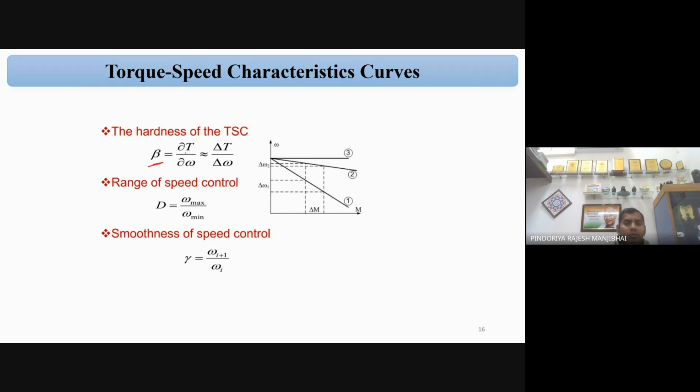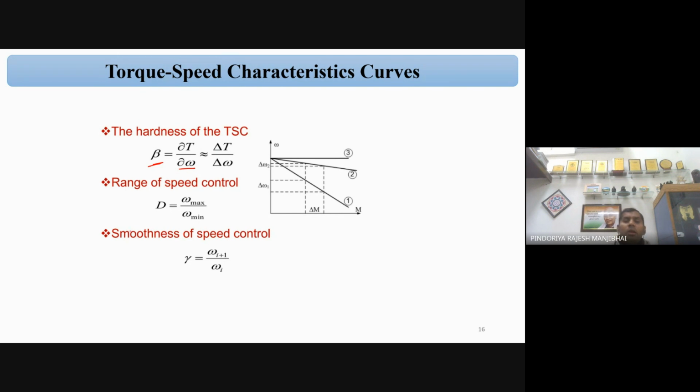Beta is equal to del T, that is the torque, divided by del omega. So beta is the hardness factor of the torque speed characteristic. Del T is the variation of the torque, and del omega is the variation of the speed. Suppose at t equal to 0 second your speed is 0 rpm, then we increase the speed, and at t equal to 5 seconds our speed variation is 500 rpm. So that is a delta variation.